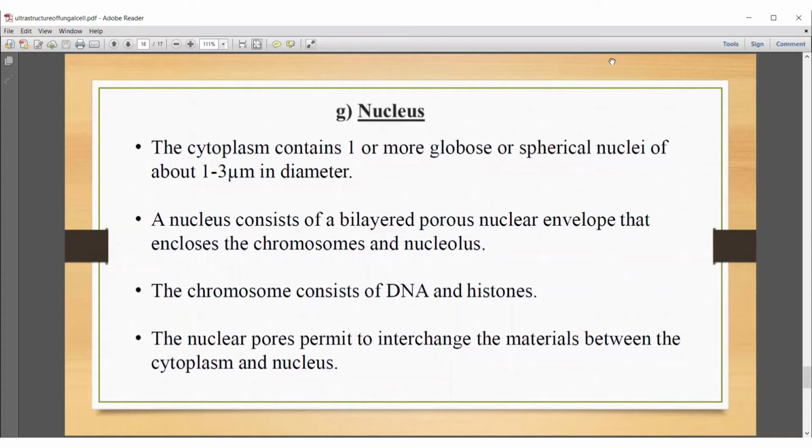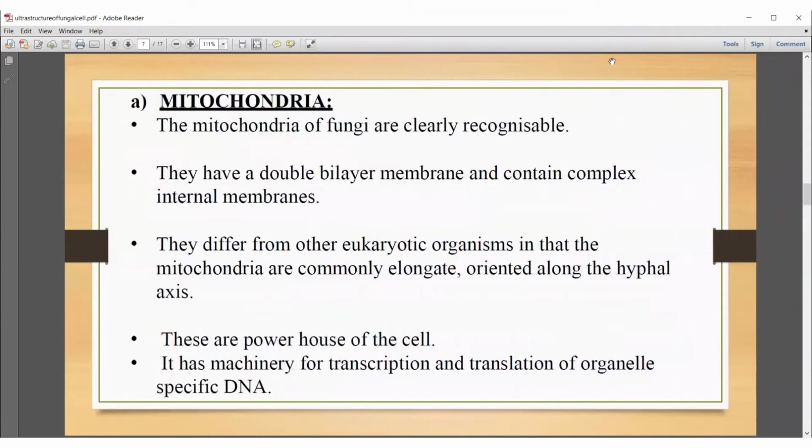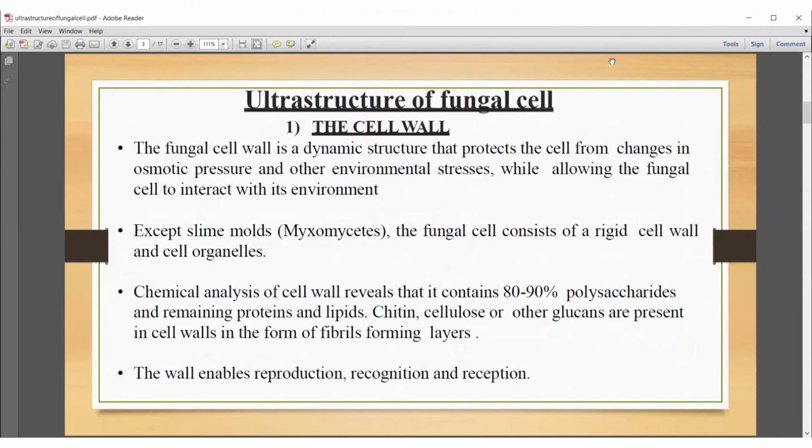So, that is all about the cell organelles present in the fungi. We quickly revise all the cell organelles and all the slides from the cell wall.